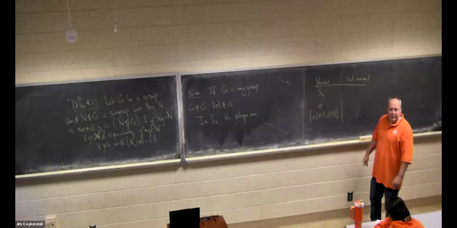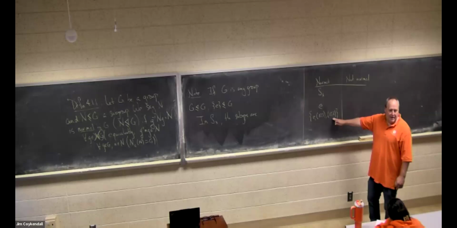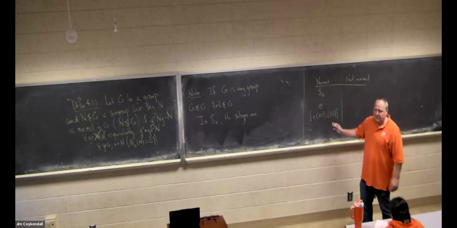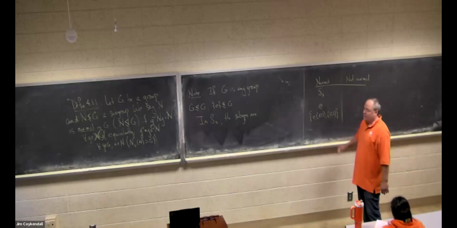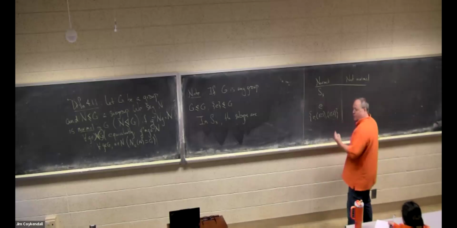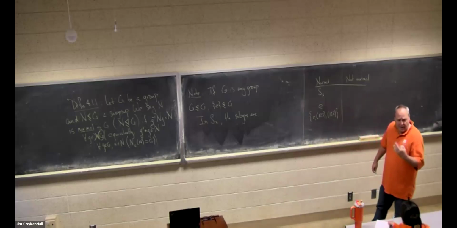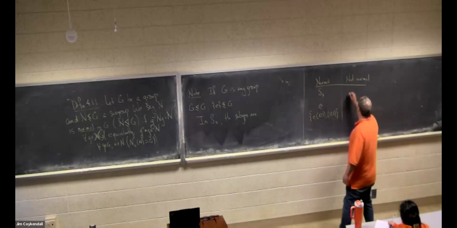How many elements are there in S3? 6. 6. There's 3 in here. That's half the elements. That's one of the homework problems from next week. Show that if you have a subgroup of index 2, that is, it takes up half the group, it always has to be normal. There are 3 subgroups, this, that are not normal.